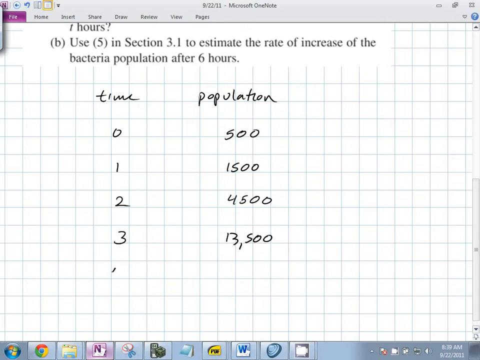And then what's it after 4? Oh wait, no. 40,000. Okay, multiply times 3. What is it? It's 41,000. 41,000 what? I think it's just 41,000.